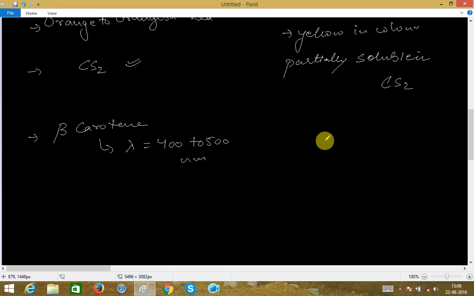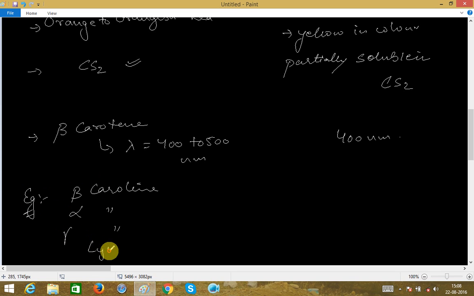Okay, and same way here, if you talk about the xanthophylls, absorption of light would be slightly either below this range or above this range in case of xanthophyll. Okay, slightly below or slightly above 400 nanometer. Examples of carotenes can be, I gave you, beta carotene, alpha carotene, gamma carotene. Then we have got lycopenes. Lycopene is usually present in tomato.